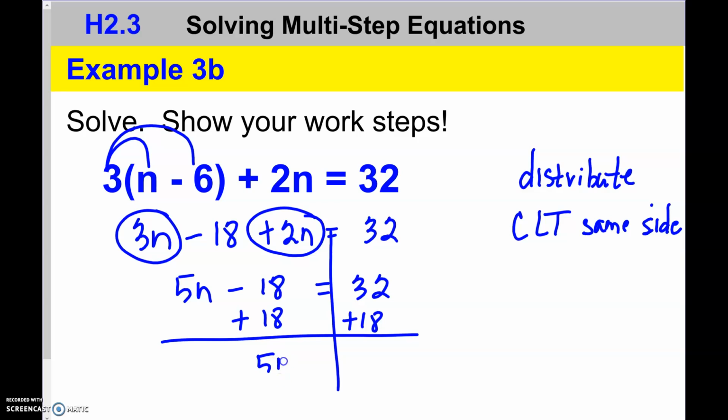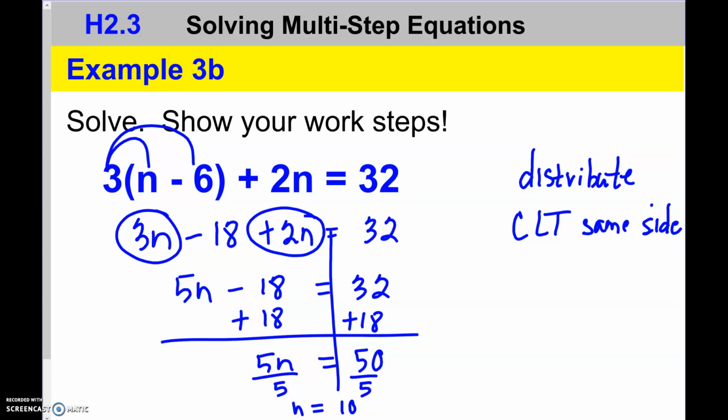So 5n equals 50. Now that says 5 times n. So the opposite of times is divide. So we're going to divide by 5. So n equals 10.